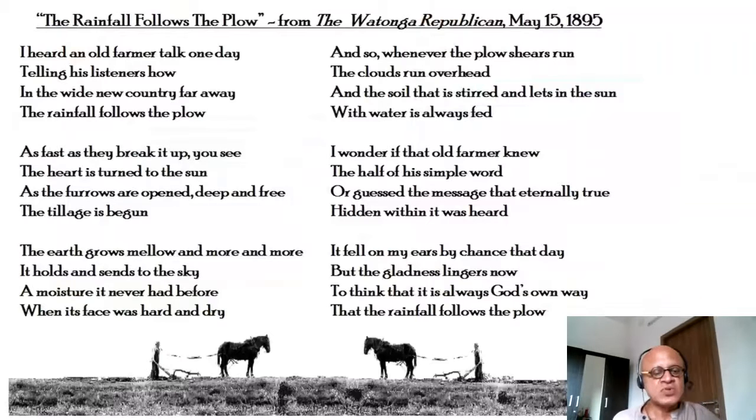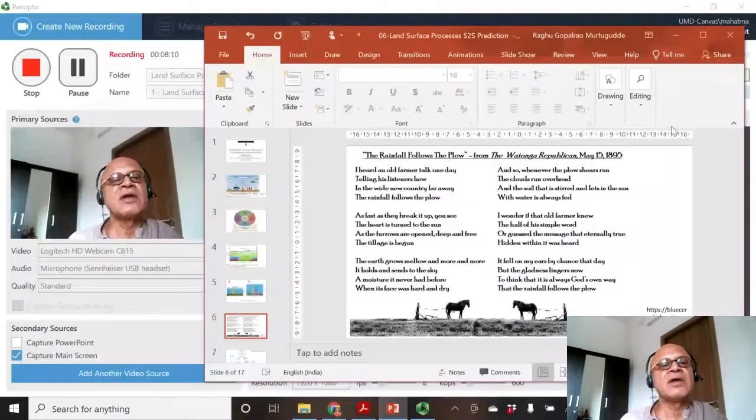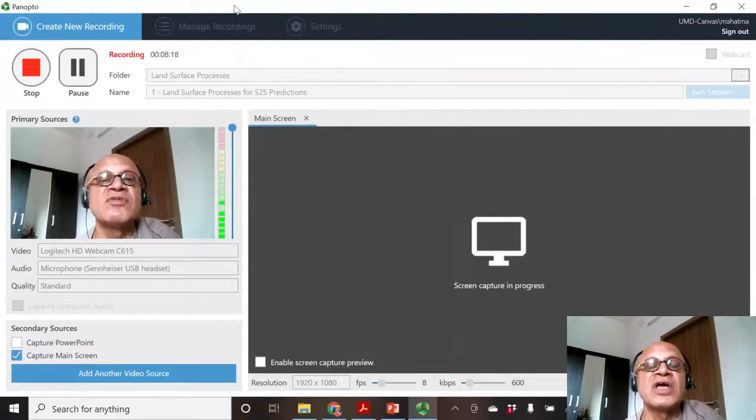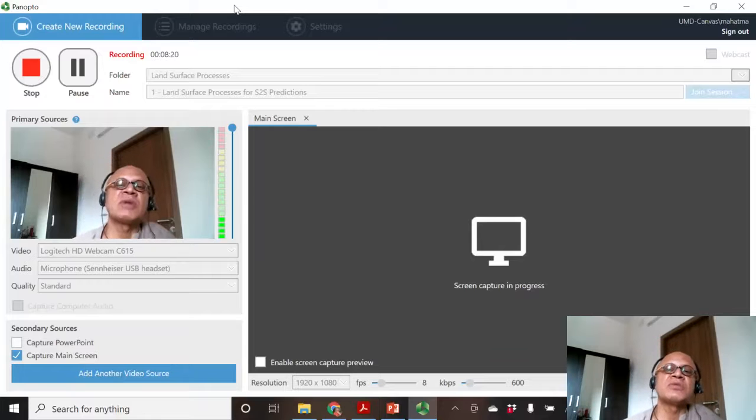Okay, so let's leave this here and then come to some details on how land processes have been understood over time, even starting from the time of Leonardo da Vinci, who was thinking about it under some context, and how land models have evolved and what processes are relevant for the S2S predictions.